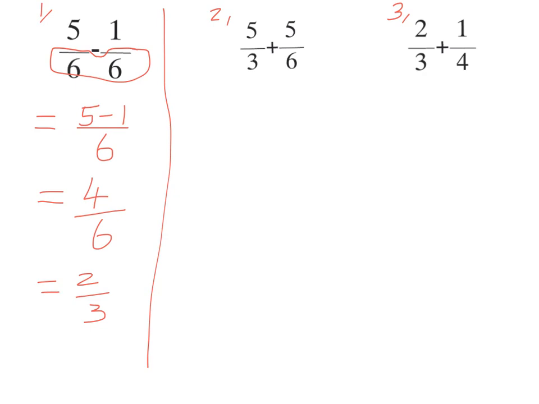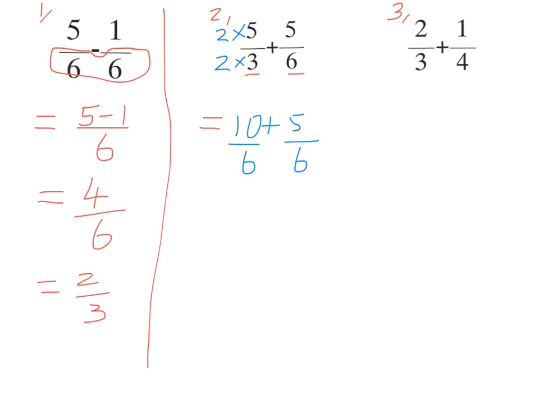Number 2 has got a problem because the bottom lines are not the same, 3 and 6. Now, what I can do though is I can say, well, if I don't bother changing the 5 over 6 and just leave it like that, I can make a 6th on the bottom line if I go 2 times 3. That gives me a 6 on the bottom line of the other one. That's fine. If I do that to the bottom line, because I want equivalent fractions, I must times 2 on the top line, so that gives me 10.